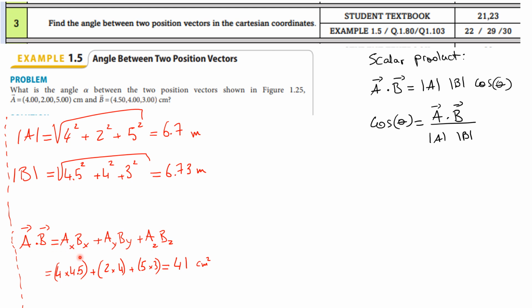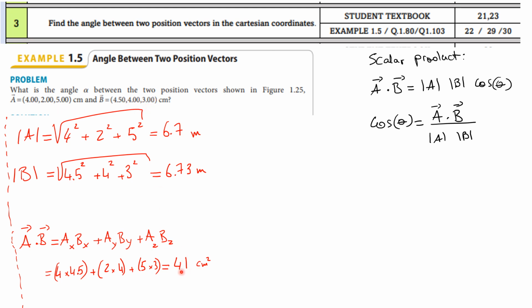Okay, so we have the components for vector A and vector B. So we multiply the x components, for example, AX BX plus AY BY plus AZ BZ. We add all these answers. So 4 multiplied by 4.5, then 2 multiplied by 4 plus 5 multiplied by 3. And the answer is 41.